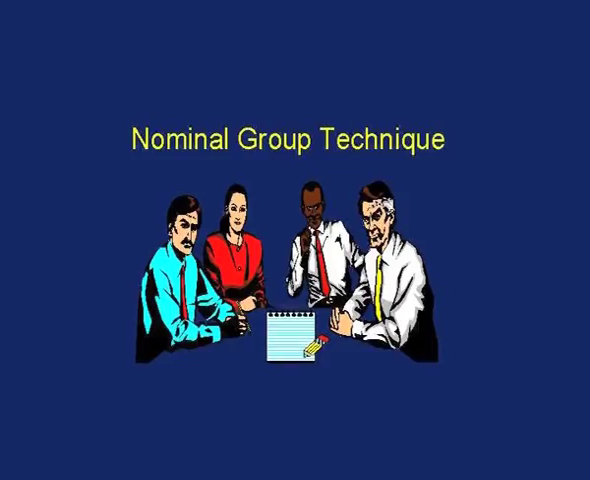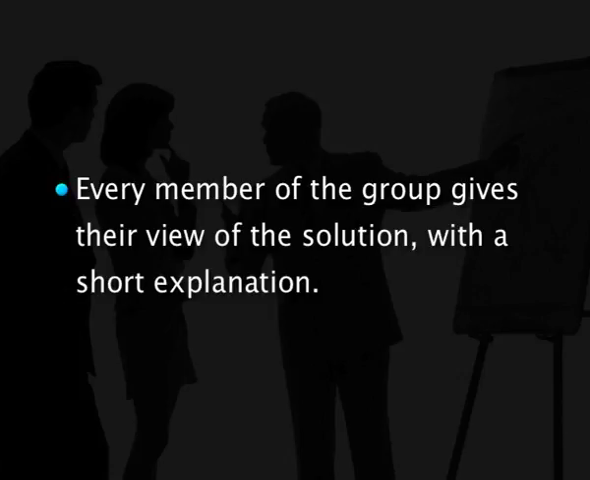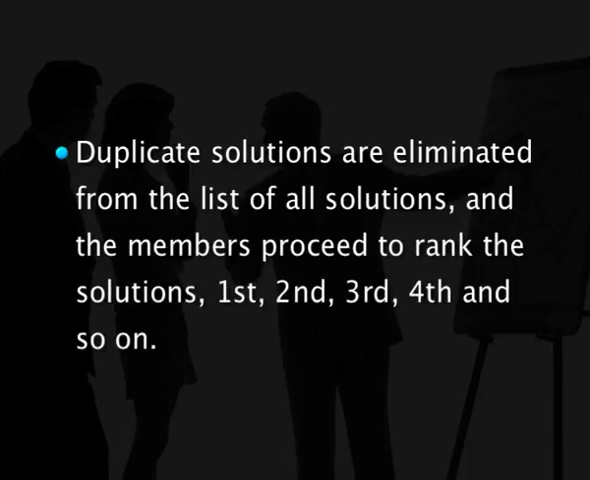The nominal group technique is a decision making method for use among groups of many sizes who want to make their decision quickly, as by a vote, but want everyone's opinion taken into account. First, every member of the group gives their view of the solution with a short explanation. Then, duplicate solutions are eliminated from the list of all the solutions and the members proceed to rank the solutions as first, second, third, fourth and so on. The numbers each solution receives are totaled and the solution with the most favored ranking is selected as the final selection.